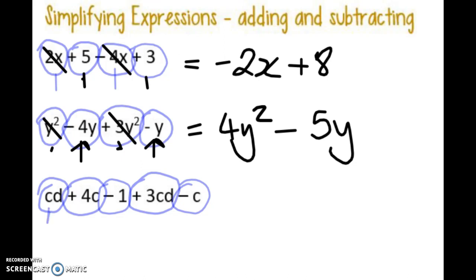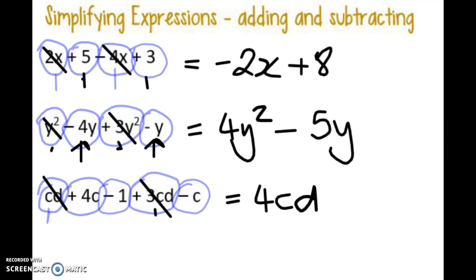Okay, so we've got 1 CD here. And we've got plus 3CD there. So if we've got 1 CD plus 3 CD, that makes 4 CD. Okay, so we can cross those out. Alright, now we just look at our C's.